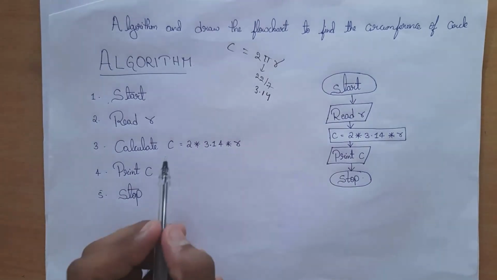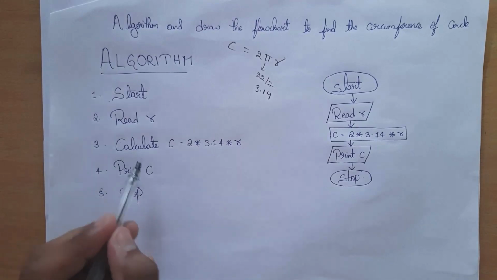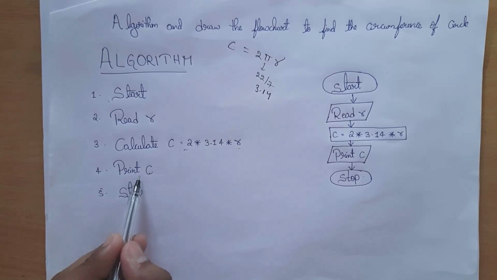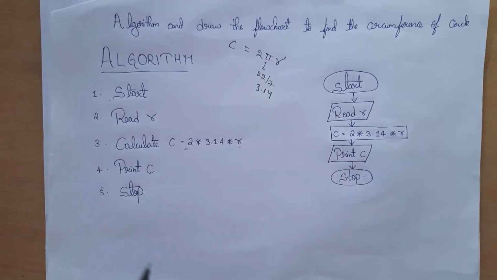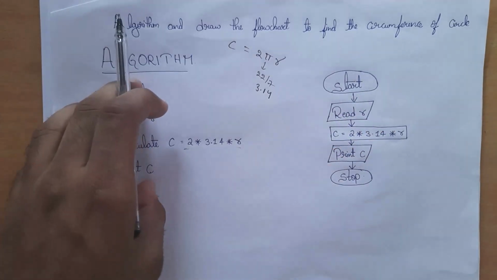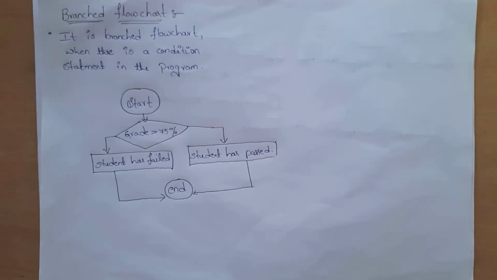So I wrote here c is equal to 2 into 3.14 into r. After that I am printing c because c contains the result. So at last you need to print c and you need to write stop. This is an algorithm for the circumference of a circle. Next, this is the flowchart. If you write the same algorithm in diagrammatic format, we call it a flowchart. Next, I will explain what is a branched flowchart. If we use conditional statements inside our flowchart, then we call it a branched flowchart.